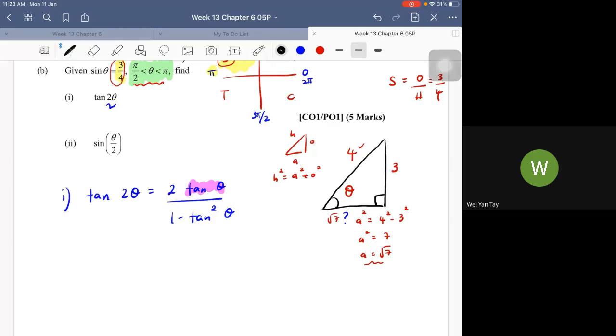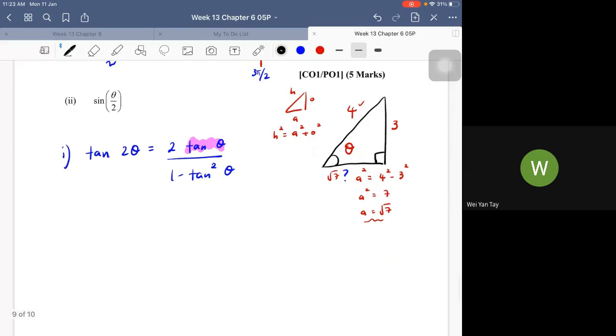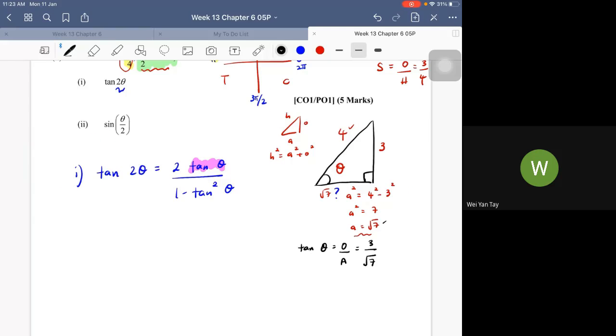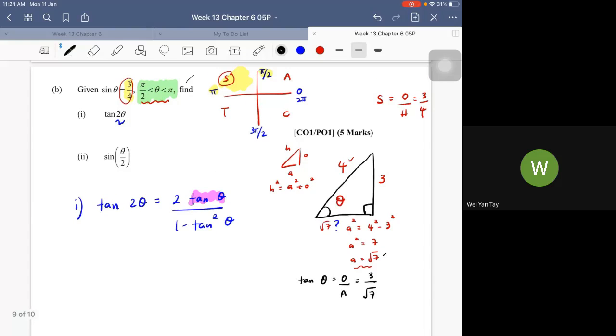So tangent theta equals, okay, I haven't calculated. Based on our right angle triangle over here, we can find tangent of theta. According to the rule, TOA, tangent is opposite over adjacent. Opposite is 3, adjacent we got is square root 7. But now, will this tangent be positive or negative? Negative. Exactly. So this tangent should be a negative value, equal to negative 3 over square root 7.